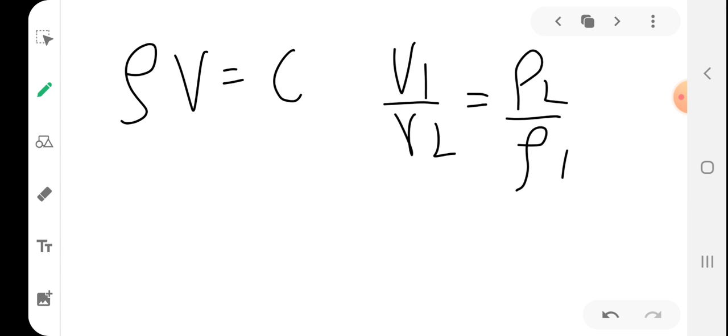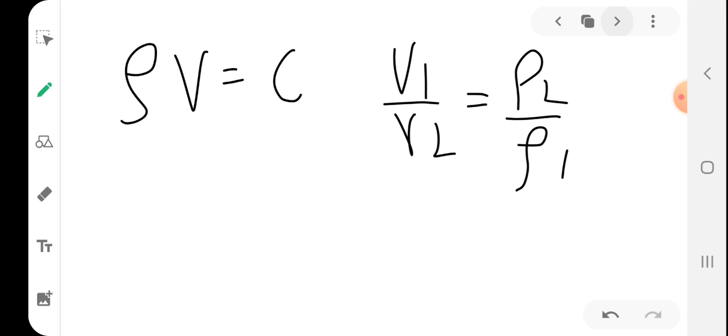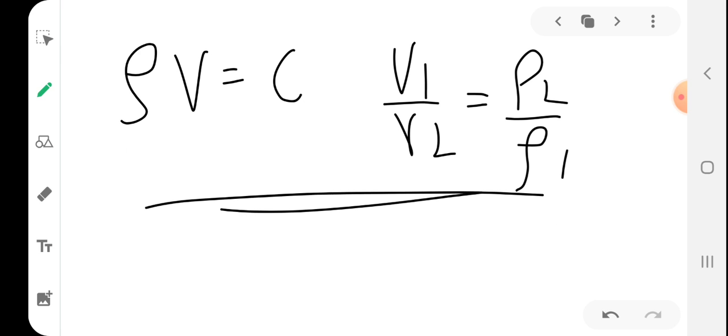Okay. So V1 by V2 is nothing but gamma plus 1 M1 square by gamma minus 1 M1 square plus 2. So this will also be equal to rho 2 by rho 1. So V1 by V2 equal to rho 2 by rho 1 equal to gamma plus 1 M1 square by gamma minus 1 M1 square plus 2. Okay, so that's the relationship between velocity and density across the normal shock.